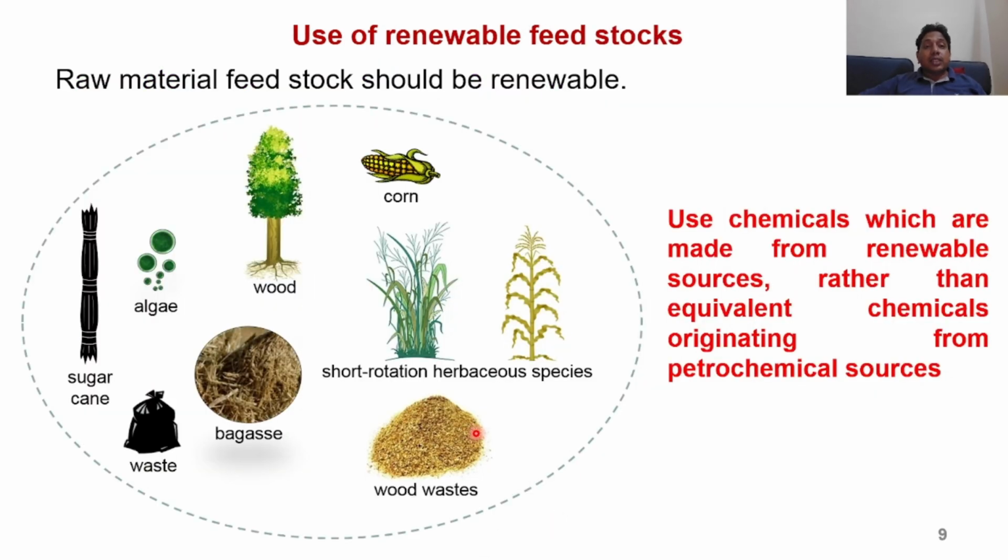The next principle is use of renewable feedstocks. In a chemical process, raw materials should be mostly from renewable sources. Maybe they are obtained from sugar cane, algae, wood, or corn, short rotation herbaceous species, or wood waste, biogas, etc. They can be used as raw material feedstocks.